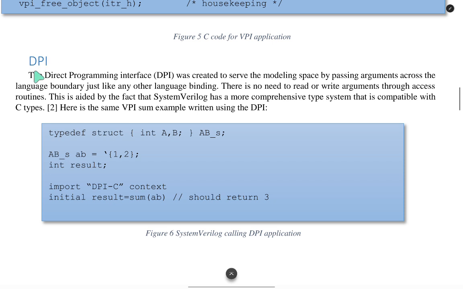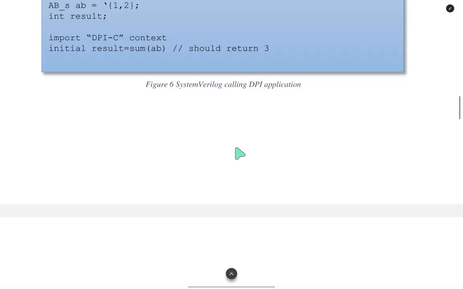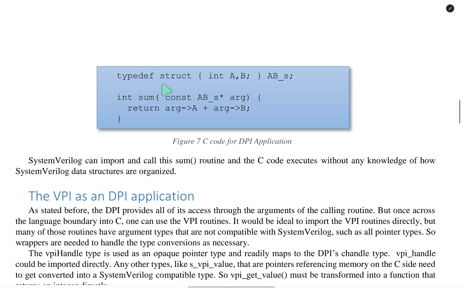DPI. The Direct Programming Interface, DPI, was created to serve the modeling space by passing arguments across the language boundary just like any other language binding. There is no need to read or write arguments through the access routines. This is aided by the fact that SystemVerilog has a more comprehensive type system that is compatible with the C types. Here is the same VPI sum example written using DPI. Figure 6 is the SystemVerilog calling the DPI application. Figure 7 is the C code for the DPI application.